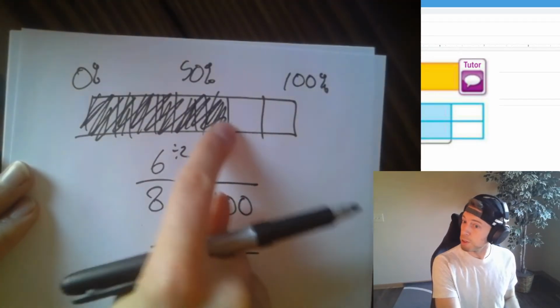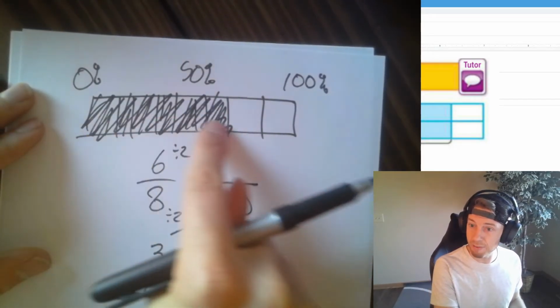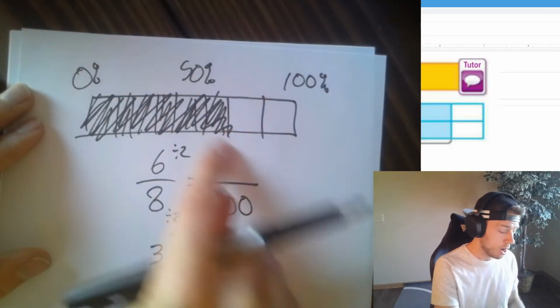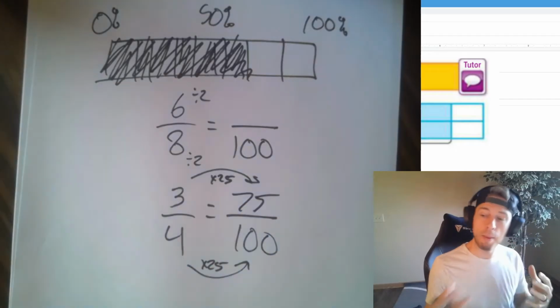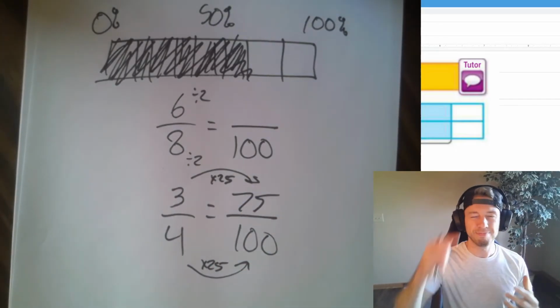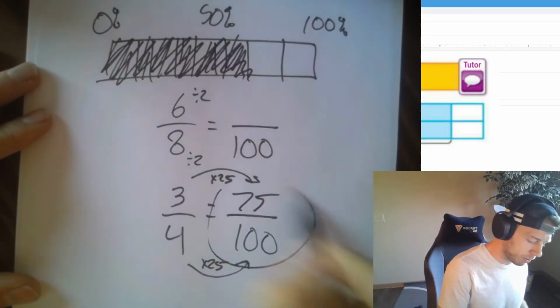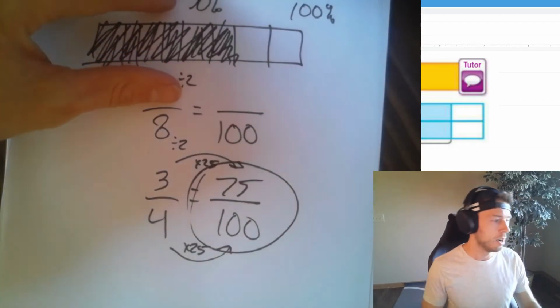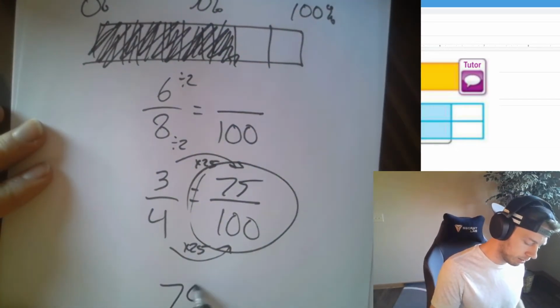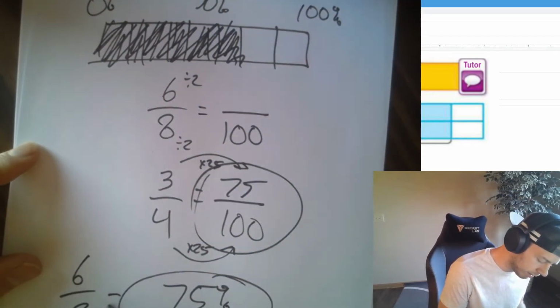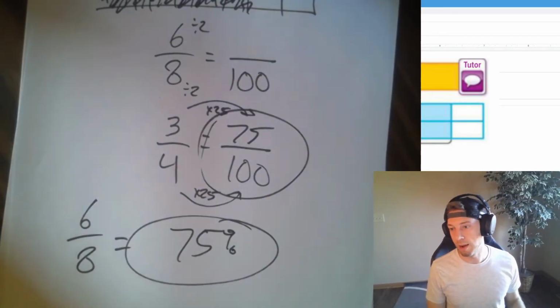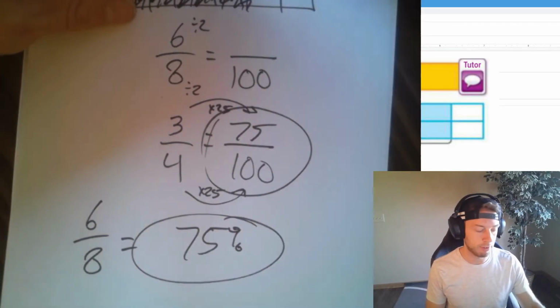My estimate was about 70, remember. That looks like 70 out of 100 is filled up out of this bar. So I was pretty close with my estimate, and when I get my answer of 75, that makes sense to me. I'm going to say that's a good answer. I'm going with my fraction 75 out of 100, which is 75%. What we found out was that 6 out of 8 is equal to 75%.